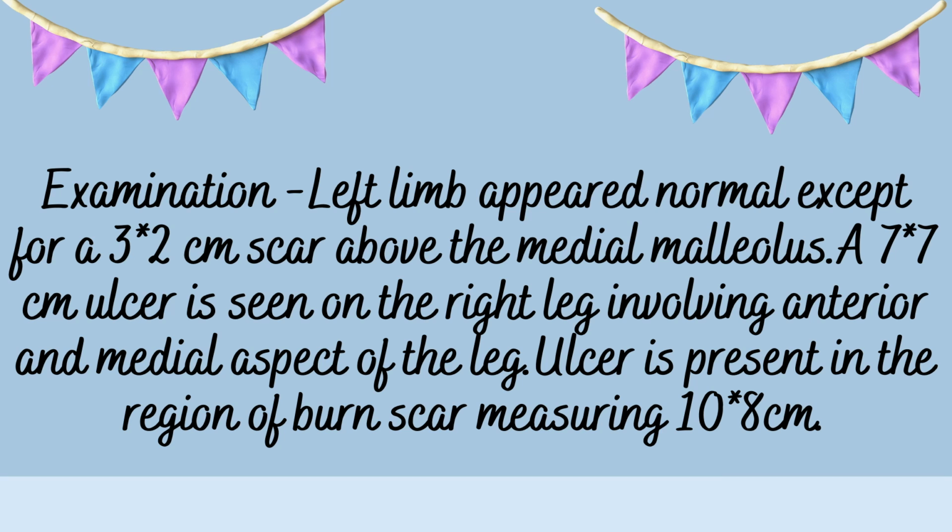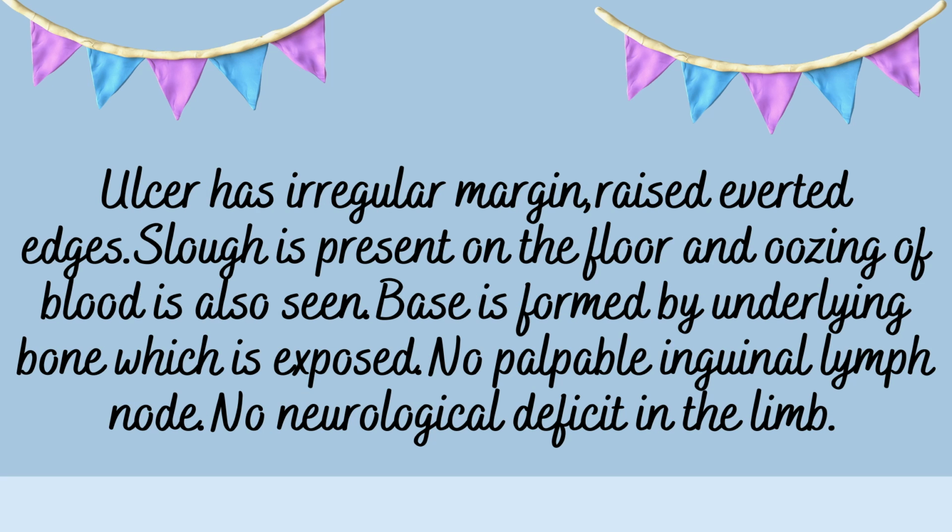Next comes, now you have to describe the ulcer, that is the margin. It is having an irregular margin, raised everted edges. Inverted means inside, everted means moving outside. So it has everted edges, and on the floor there is slough, and oozing of blood is there. The base is formed by underlying bone. Because of the ulcer there is necrosis of the tissues, and you can easily see the underlying exposed bone.